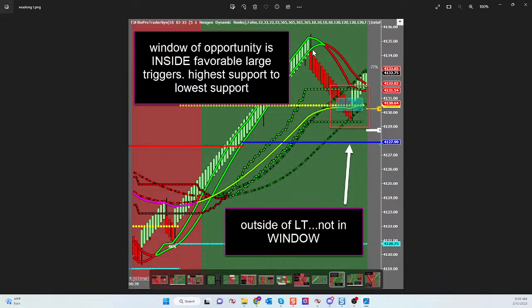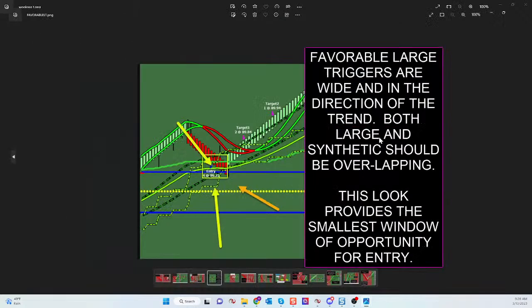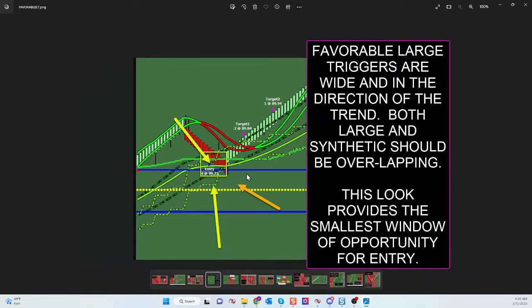One more, guys. Reversal bar prints from the top of the triggers to the bottom of the triggers. I have both midband and one-to-ones. Look at how tight and concise that window of opportunity is, guys, that place where the market is likely to continue. You can decrease the size of your window dramatically by making sure that your large triggers, your synthetic triggers, are overlapped, one on top of the other, both in the direction of the trend, both strong. This is going to tighten up that window of opportunity for you.